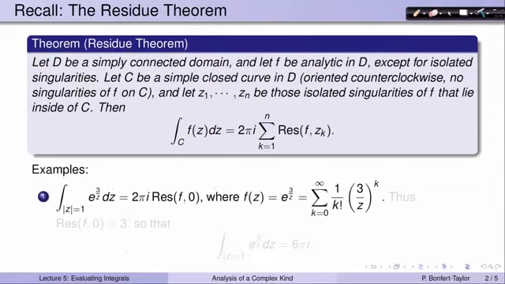Let's look at an example. Suppose we want to find the integral of the function e to the 3 over z over the circle of radius 1 centered at the origin. Where does the function f have singularities? e to the 3 over z is undefined when z is equal to 0 because we will be dividing by 0 at that point, but it's actually analytic everywhere else. So we have an isolated singularity at 0, and it turns out that isolated singularity is an essential singularity.